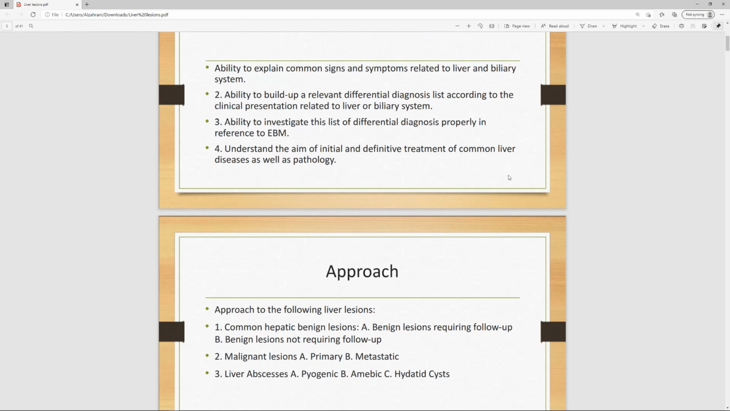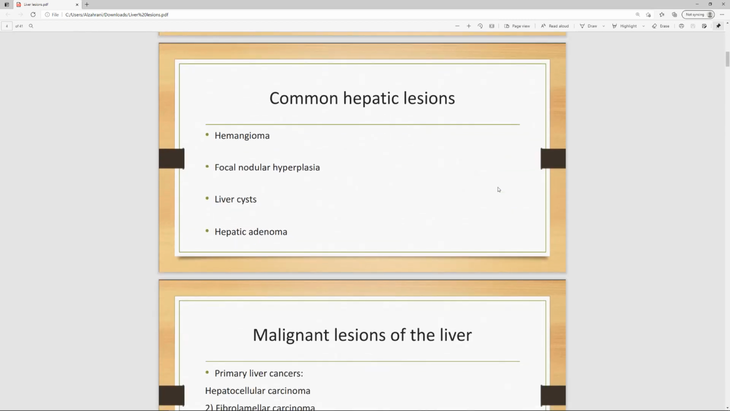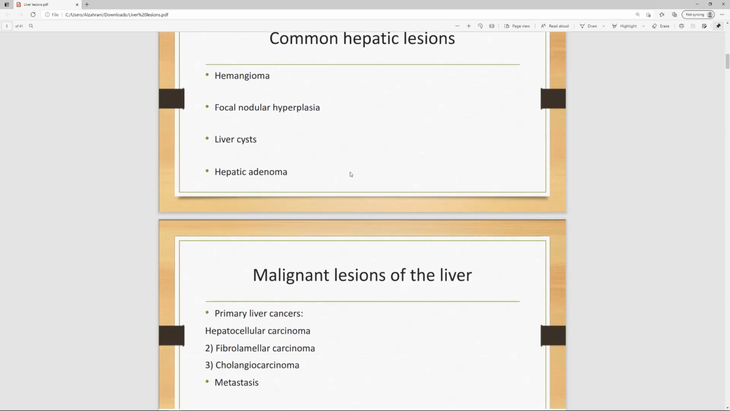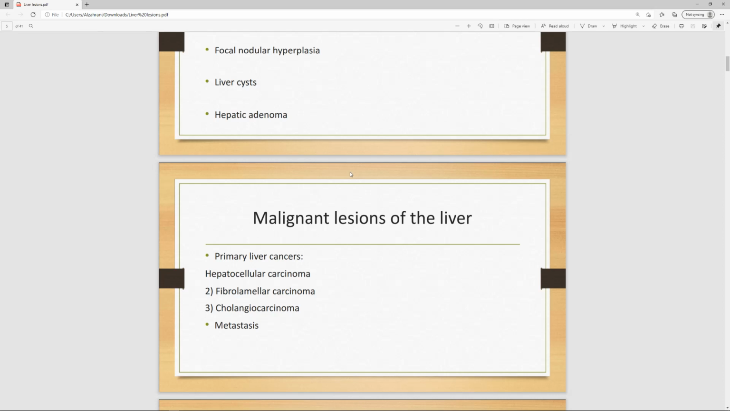First thing, we will start off with common hepatic lesions. We have hemangioma, focal nodular hyperplasia, liver cyst, and hepatic adenoma. These are the benign lesions of our topic today. Then we will move to malignant lesions, primary liver cancers: hepatocellular carcinoma, fibrolamellar carcinoma, cholangiocarcinoma, and metastasis.